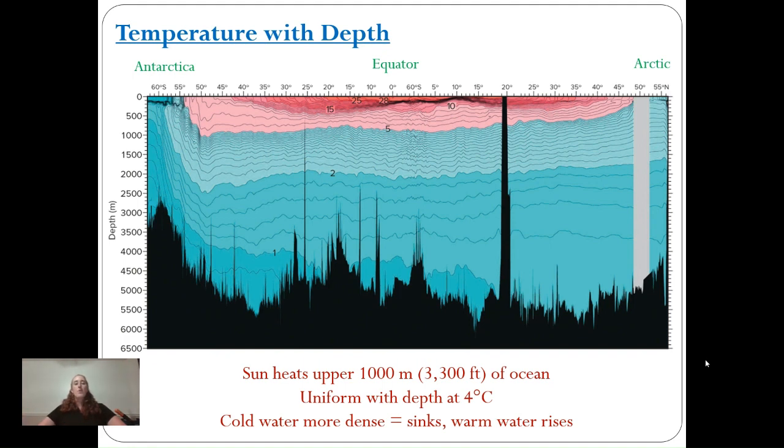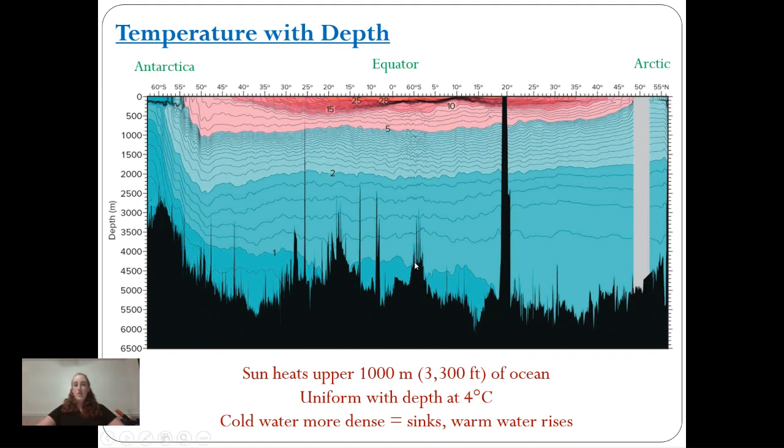So the colder water is, the more dense it tends to be. Just like cold air is sinking air and warm air is rising air, water is the same way. Warmer water rises, colder water sinks. So cold water is more dense, and it will sink down to the bottom of the ocean. Warm water is less dense, and it will rise.